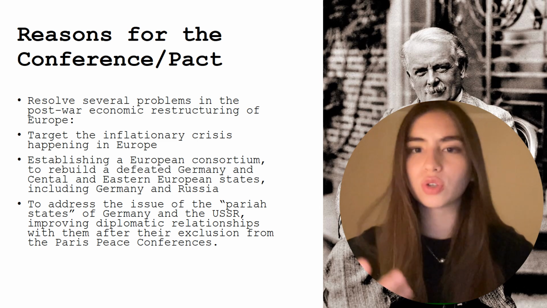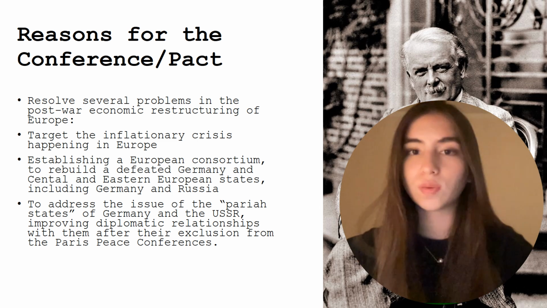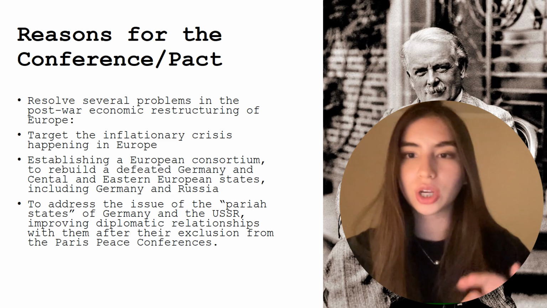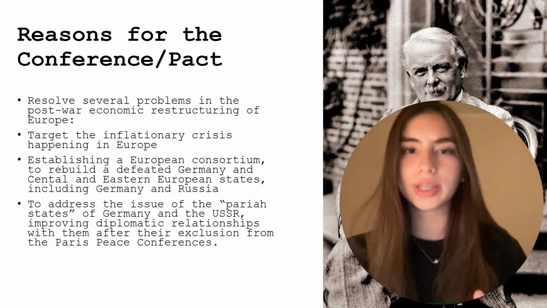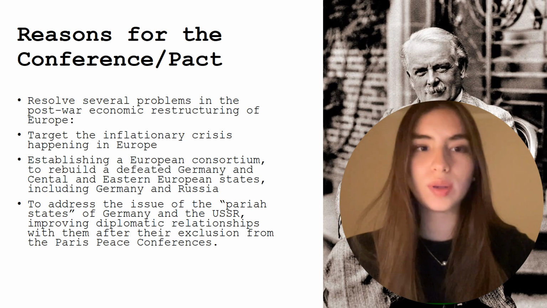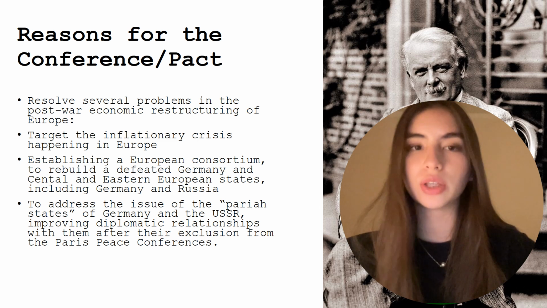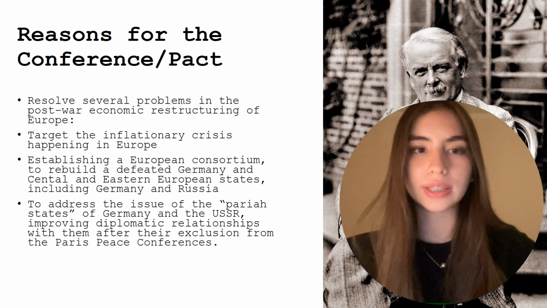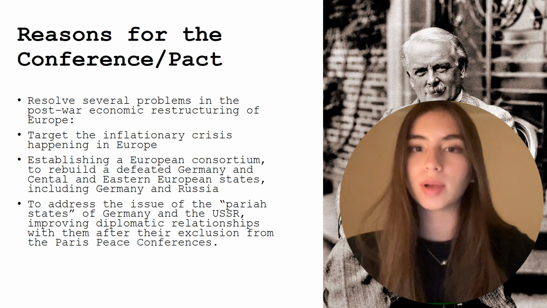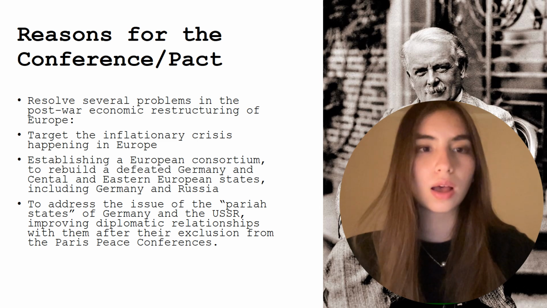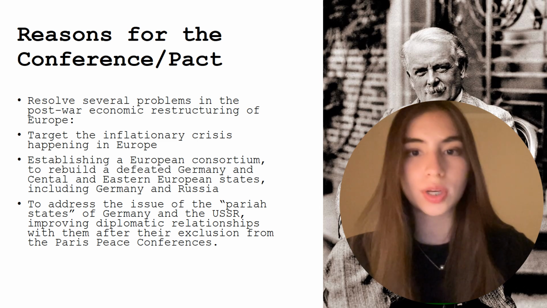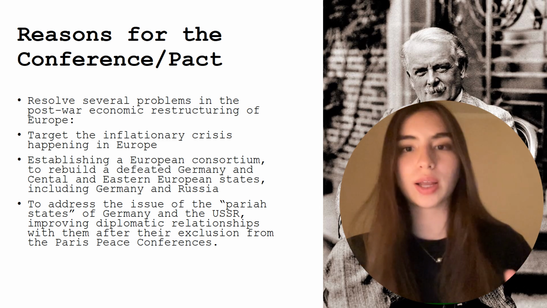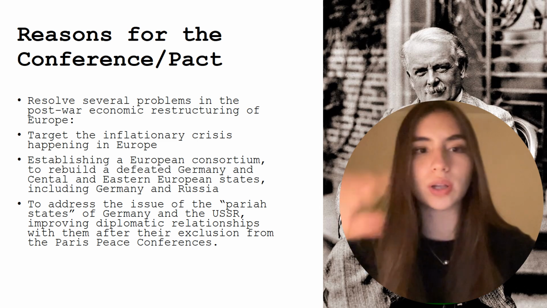So what does Lloyd George want to do? One of the things he wants to do is establish a European consortium. So basically an alliance of all the European states together to rebuild a defeated Germany and Central and Eastern European states, including Germany and Russia, because Lloyd George believed that a weak European economy would lead to the proliferation of communism. So it would lead to communism spreading throughout Eastern Europe, which is not what he wanted.